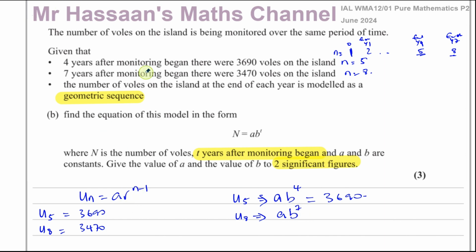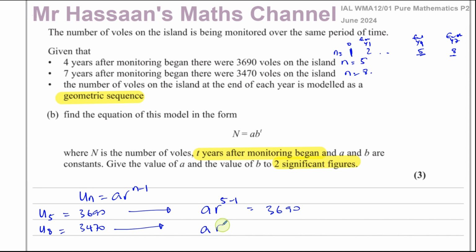Okay, so let me just write that in clearer steps so everyone understands. So we know U5 is equal to 3,690. So we can say a times r to the power of 5 minus 1 is equal to 3,690. I'll leave it in this form for now. And this will leave us as a times r to the power of 8 minus 1 equals 3,470. And that leads us to ar to the power of 4 equals 3,690, and ar to the power of 7 equals 3,470.